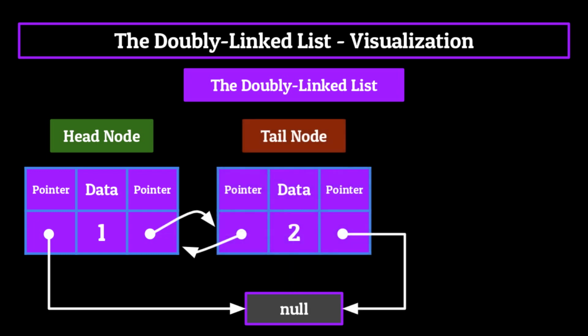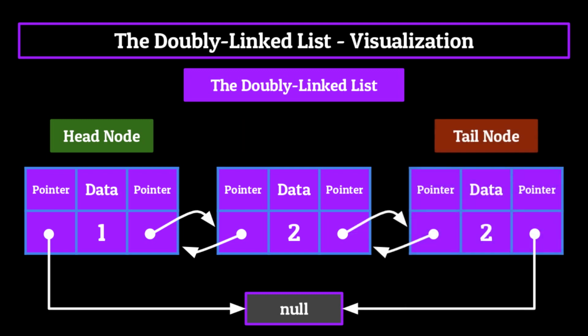Once we do, you can see that a few things have changed. The head node's next pointer now points towards this new node instead of null, the new node's previous pointer now points to the head node, and the new node's next pointer now points towards a null value. As you can see, it's a little bit more complicated than adding a node to a regular linked list, in which we only had to worry about one set of pointers as opposed to two, but still manageable.